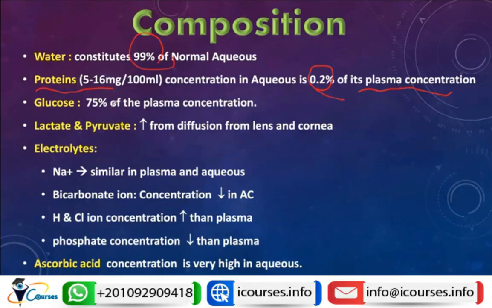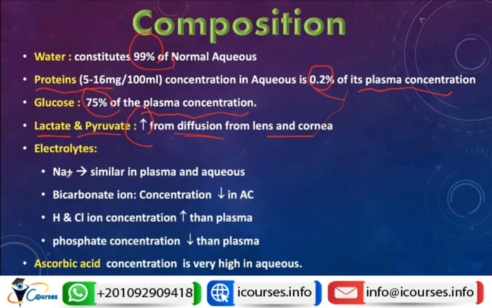Glucose is about 75% of the plasma concentration. In the tear film it is lower than the plasma concentration because it is rapidly consumed, while lactic acid and pyruvic acid are increased. These are metabolic products from the aerobic and anaerobic glycolysis present in the lens and the cornea, so the lens and the cornea get rid of them by removing them into the aqueous. So they increase in the aqueous by diffusion from the lens and the cornea.